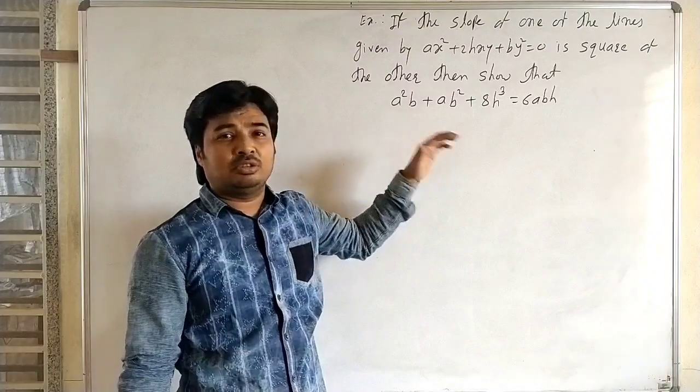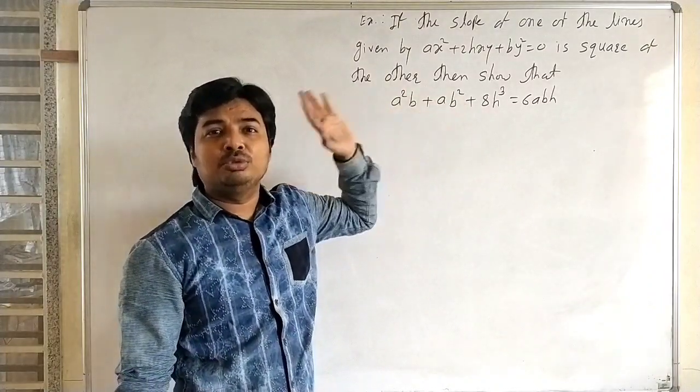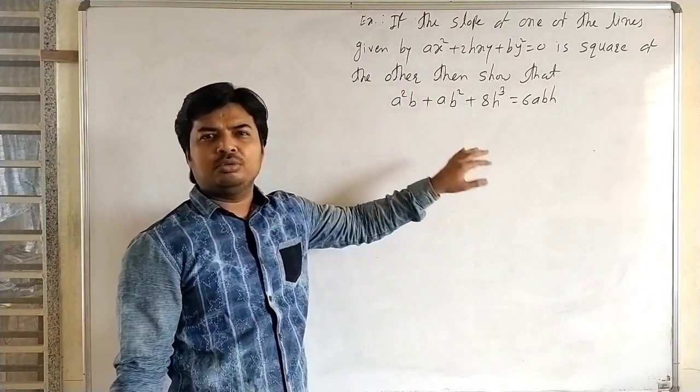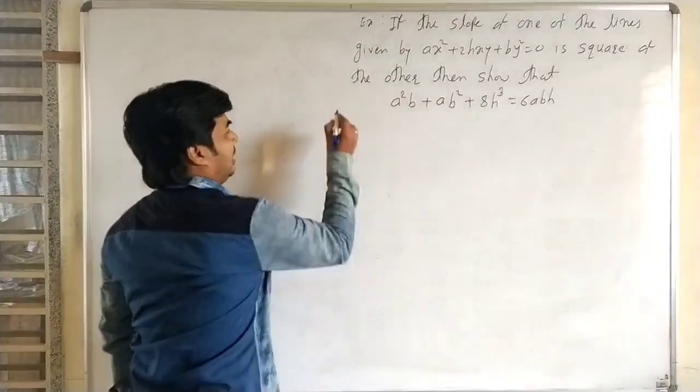Here the relation between slopes: slope of one of the lines is square of the other, that is m1 is equal to m2 square or m2 is equal to m1 square. Take any one condition.